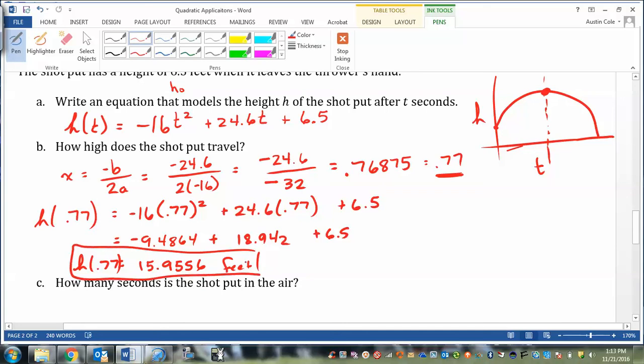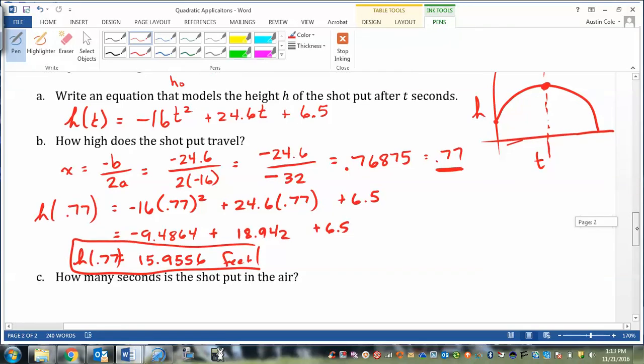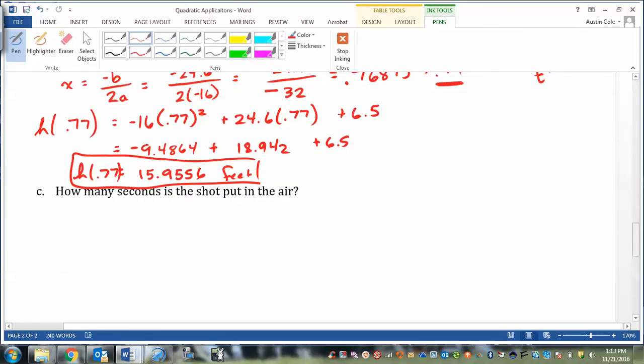And then lastly, it says how many seconds is the shot put in the air? Well, when it asks how many seconds it's in the air, basically I want to say how many seconds does it take for the shot put to hit the ground? So what's the height of the shot put when it hits the ground?